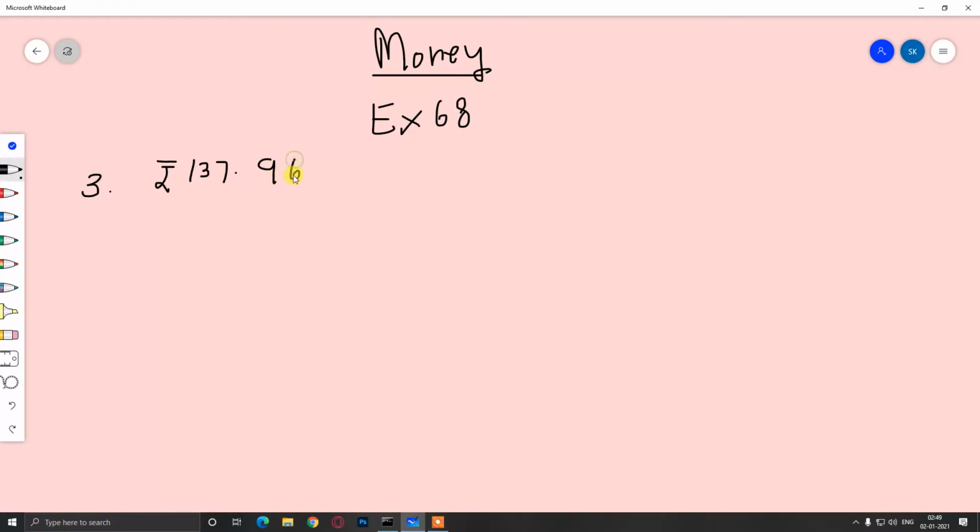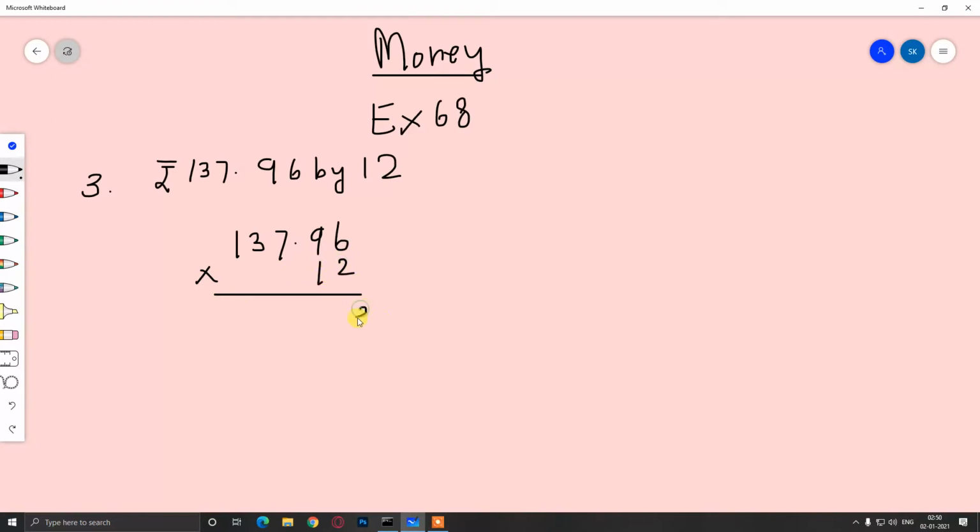137.96 by 12. Okay, so to multiply this, it is a simple multiplication that we have learned in the decimal chapter. So like that you have to multiply by 12.